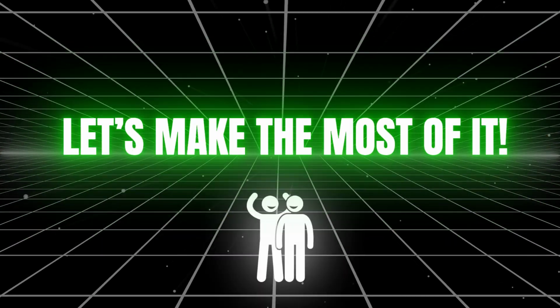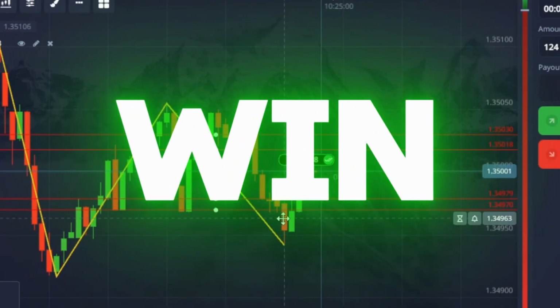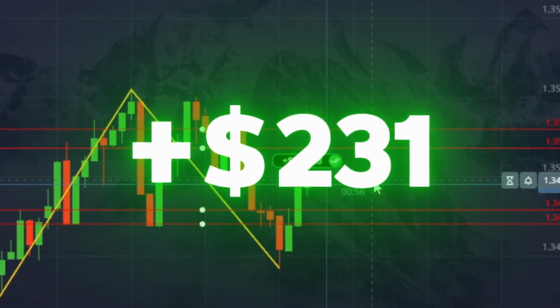Let's make the most of it. And that's giving me strength. I'm going to say that's 2 candles and a soldier. And look at this, guys. We got one more. Okay, another win on the GBP pair.